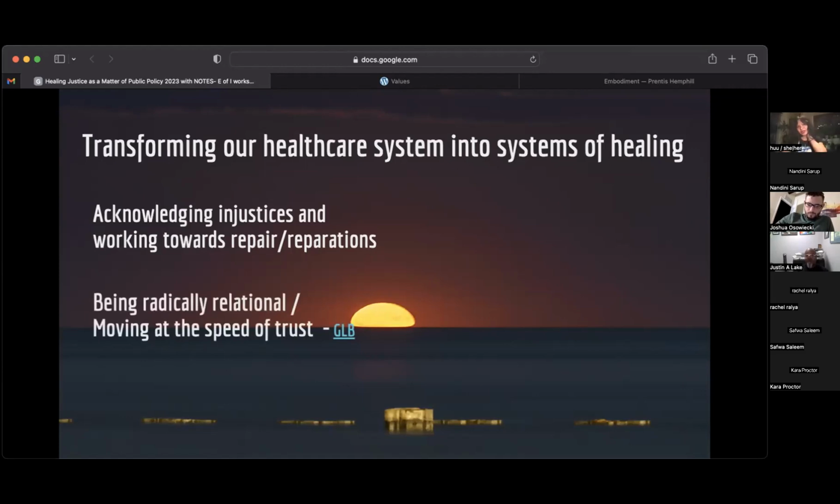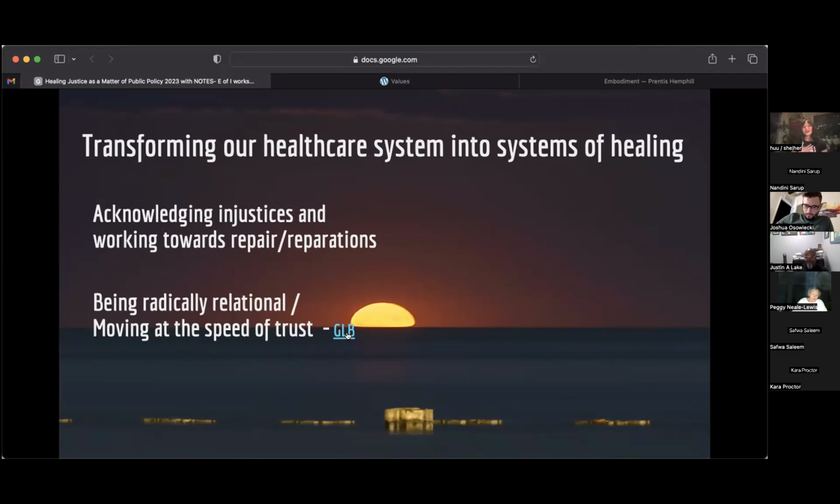So another way that I think we can really transform our healthcare system into systems of healing is if we're being radically relational, right? I think about this a lot, and we're not going to have time to go into it here, but there's a link here. GLB is short for Grace Lee Boggs, an amazing Chinese-American activist who did a lot of her work in Detroit, Michigan.